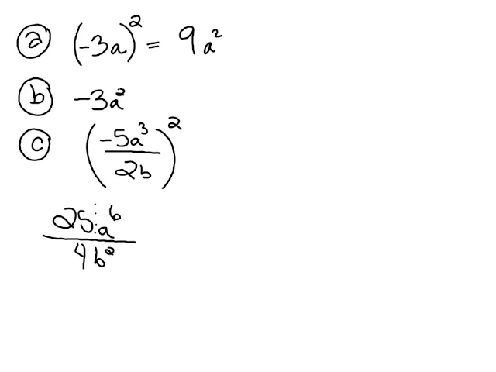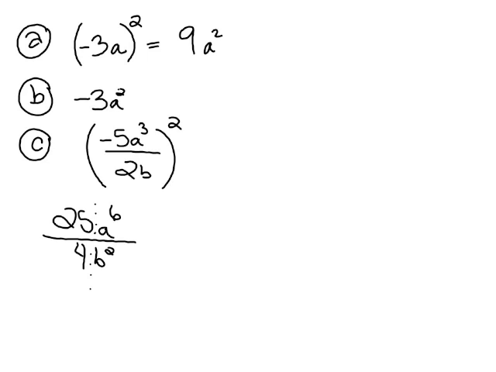Now I need to look at this and see if I can simplify it at all. 25 over 4. Will that simplify? Nope. How about a over b? Will that simplify at all? No. Okay, so that's as easy as it goes.